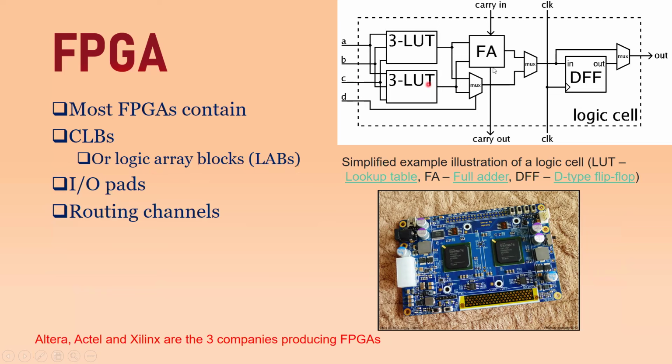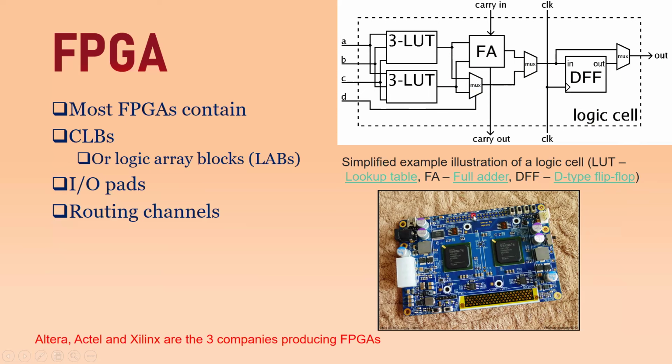Okay, so this is a simplified example illustration of a logic cell. One logic cell basically contains the lookup table, LUT in short, the full adder right over here, and the D flip-flop right over here. So this one complete block together makes one logic cell. We are going to explain the details of it in some later part of the lectures, but right now we'll see that most FPGAs will have such logic cells, and outside you have the input output pads for the external world connections.